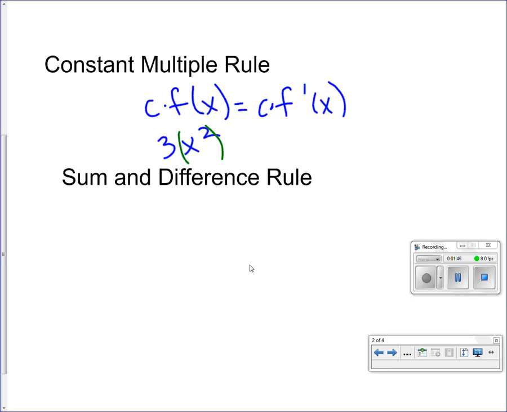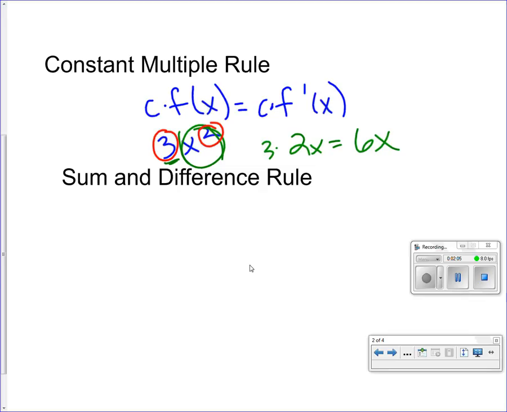I think the rule is trying to overcomplicate something that's not complicated. What's the derivative of x squared? It's 2x. And then you still multiply it by 3. So it's 6x. The way we talked about this in class is we said you just multiply the exponent by the constant. Gets you to the same end.